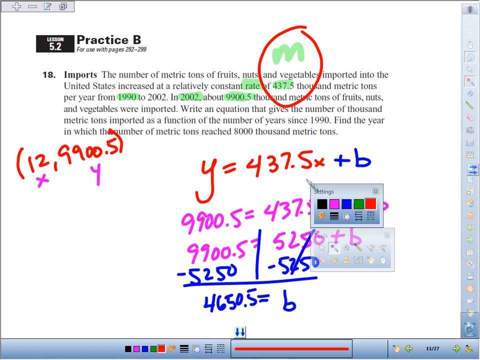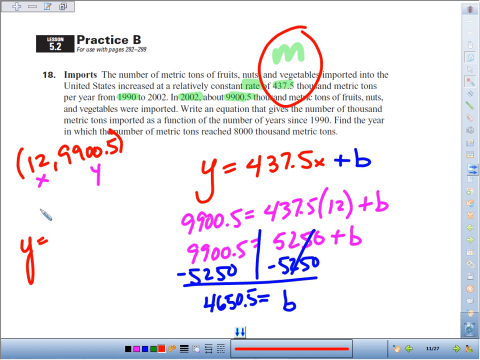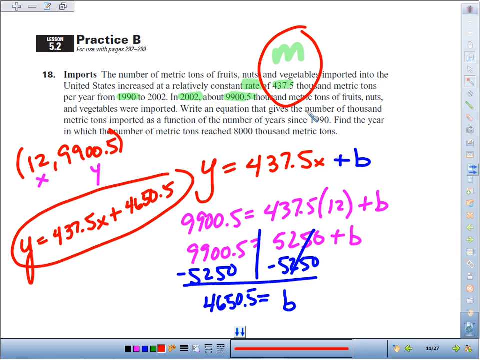So then we can write our full equation. We have y equals the slope, which they told us was 437.5, times x, plus our y-intercept we just figured out was 4650.5. Okay, that's the first part. We wrote the equation. Now find the year in which the number of metric tons reached 8,000 metric tons.